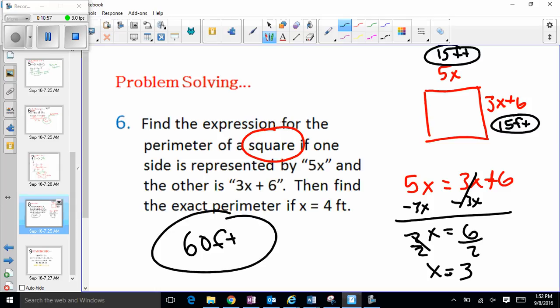You may notice that it says find the exact perimeter if x equals 4. Well, x can't equal 4. We know the only possible way that 5x and 3x plus 6 could be equal to each other is if x equals 3. So this is either a mistake or it's a way of finding out who's paying attention.